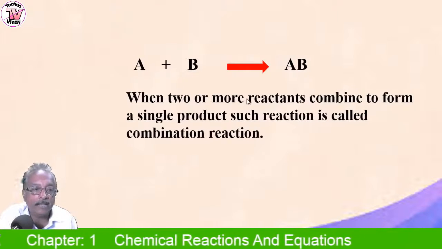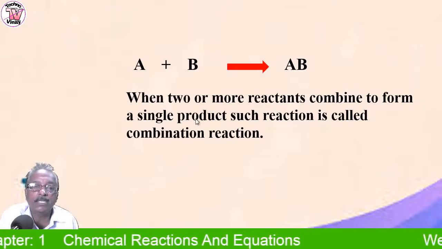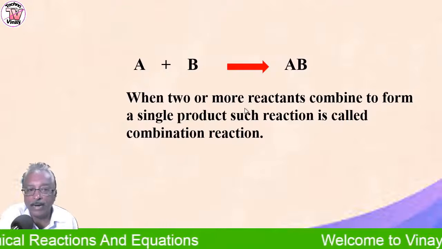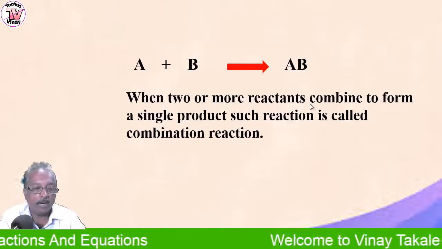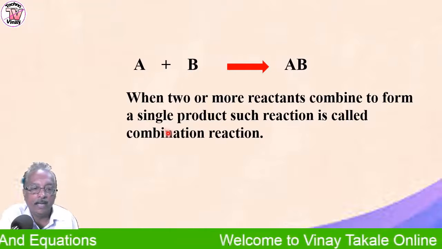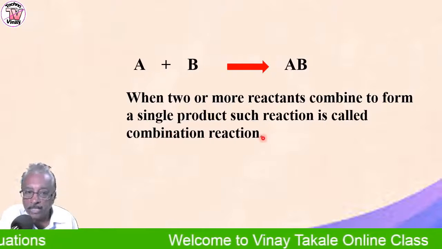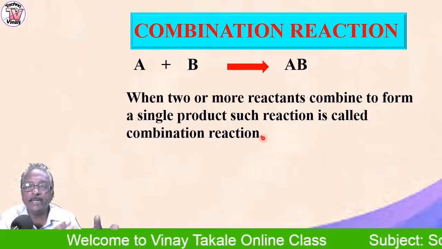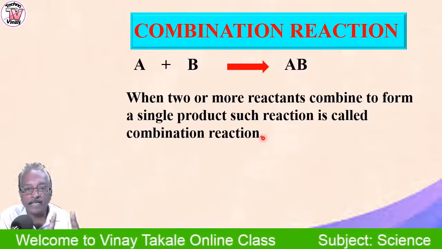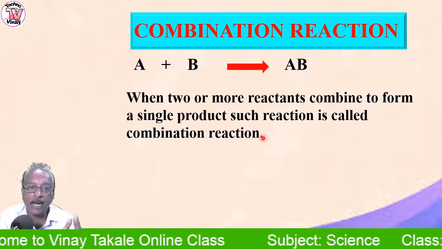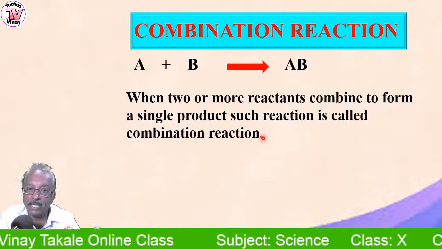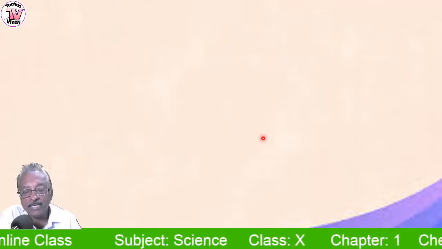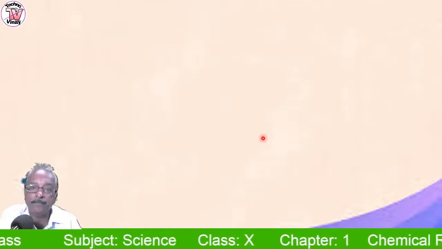So here two or more reactants combine to form a single product. Such a reaction is called a combination reaction. As the name suggests, combination means combines. Two reactants will combine together and form a single product. So this reaction is known as combination reaction. Followed? Now we'll see different examples of combination reaction.